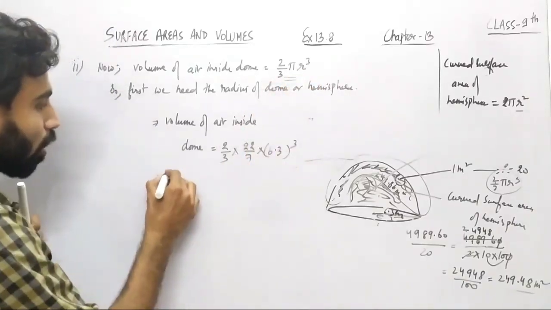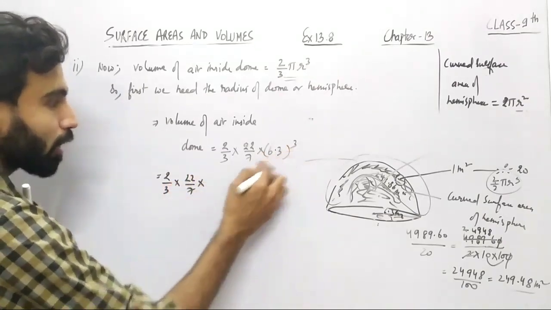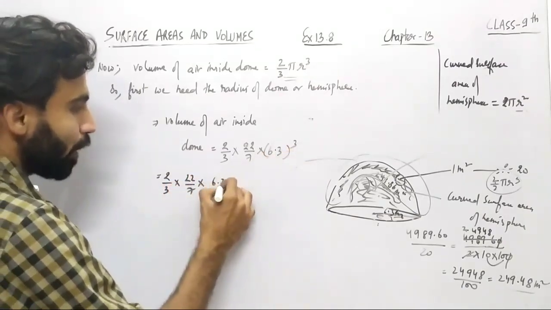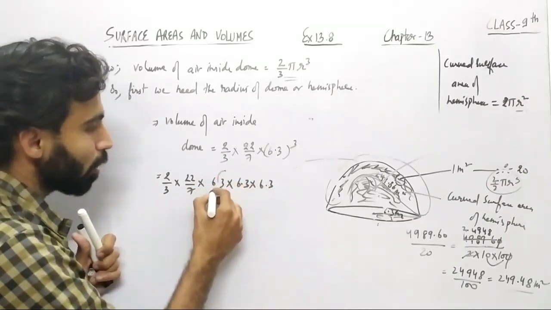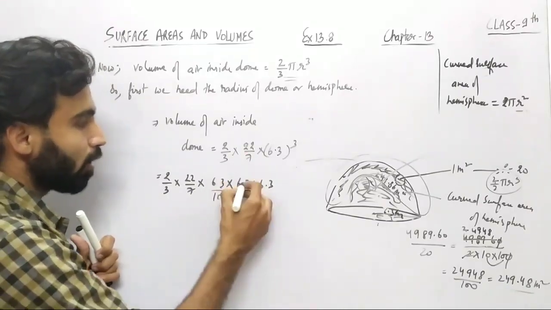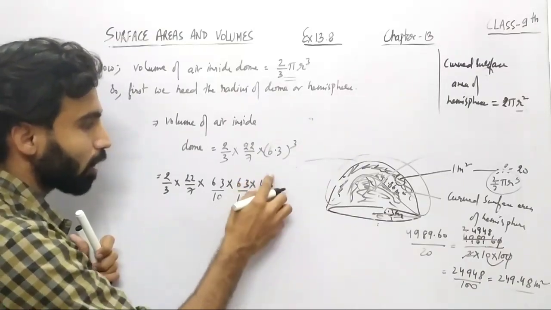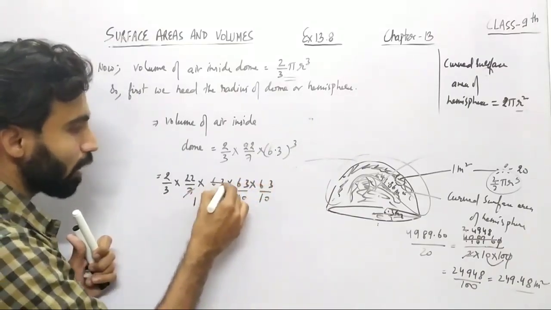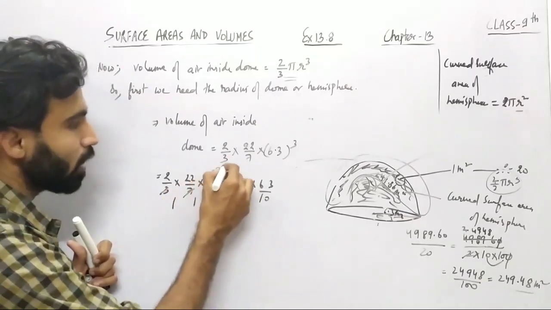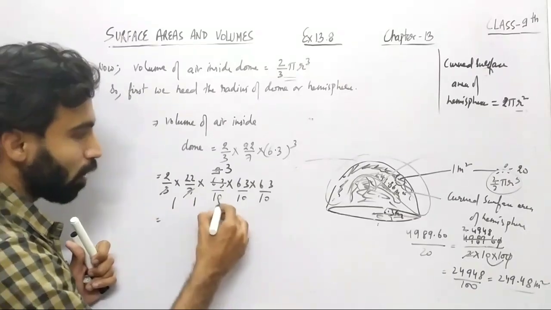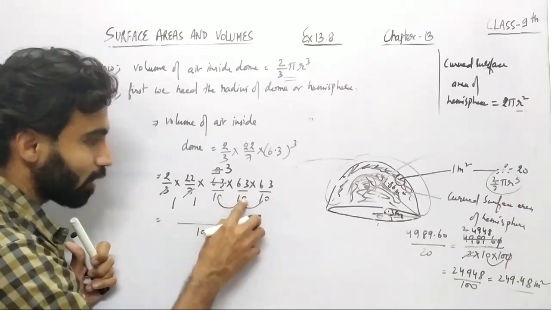Now further we have to solve this. So 2 upon 3 into 22 upon 7. Now what will be the cube of 6.3? 6.3 into 6.3 into 6.3, right? Now remove the decimal, that will give a 10 in the denominator. Similar thing will happen with this, like this, right? So here I remove the decimal. So now you can see 7 1 is 7, 7 9 is 63, right? Then further 3 1 is 3, 3 3 is 9, right? Now you have to leave zeros in the denominator, so 10 into 10 into 10, that will be 1000. You can see 3 zeros, right?